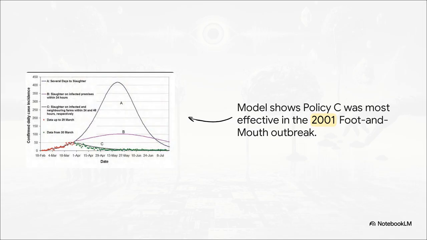Okay, just look at this. This is an incredible example from the 2001 foot and mouth disease outbreak in the UK. Scientists modeled different ways to handle the crisis. The model predicted that two of the policies wouldn't be enough, but it showed that policy C, a very aggressive strategy, would actually stop the epidemic in its tracks. The government listened. They adopted that exact policy. And look at the dots. Those are the real-world results. They track the model's prediction almost perfectly. That is a direct line from a computer model to saving an industry.